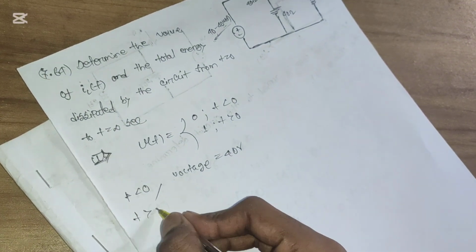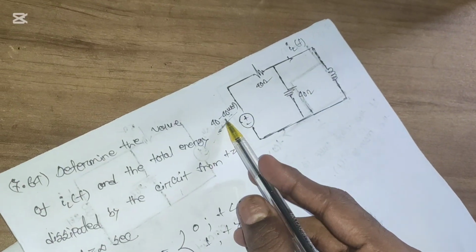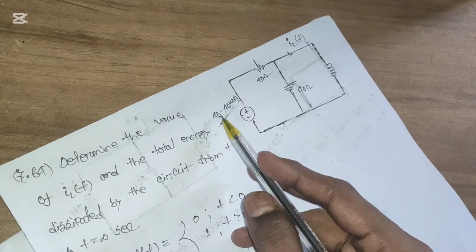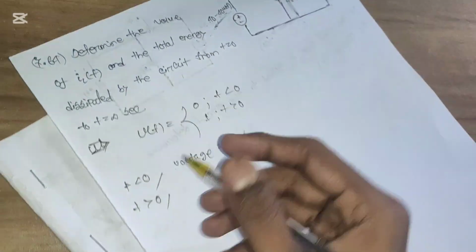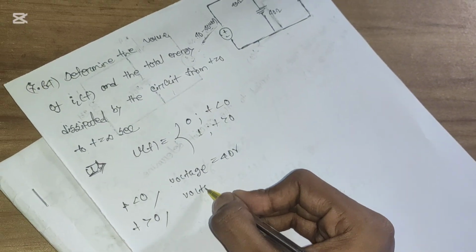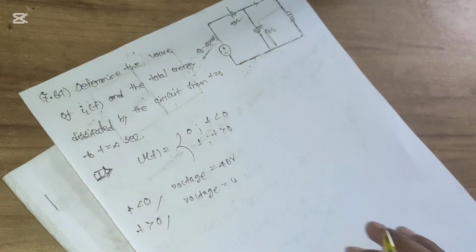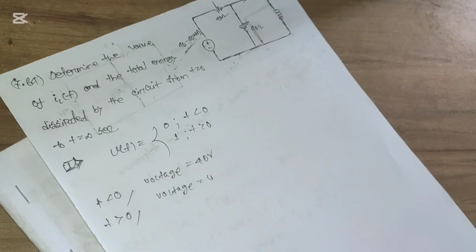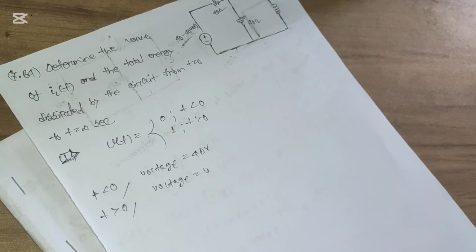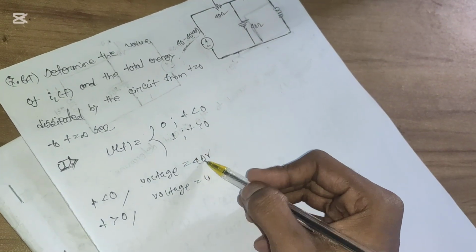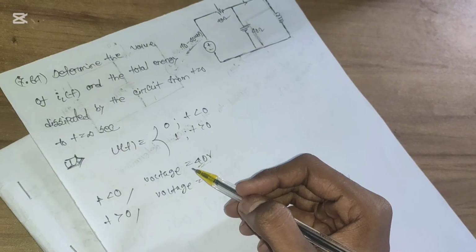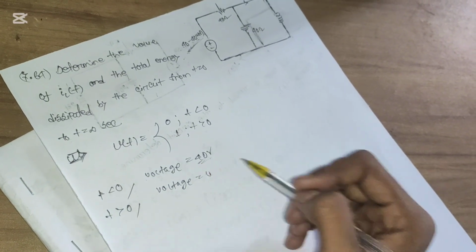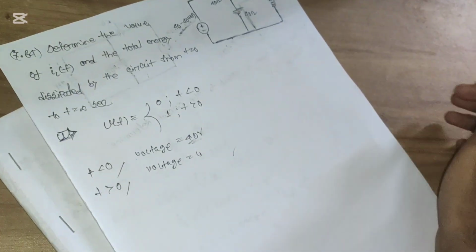For t greater than 0, it will be 40 minus 40 into 1, equals 40 minus 40, which will be 0. So voltage will be 0. So we can say easily that the source was on a long time ago, because it is 40 volt before, and turned off at t equals 0, or t is greater than 0.